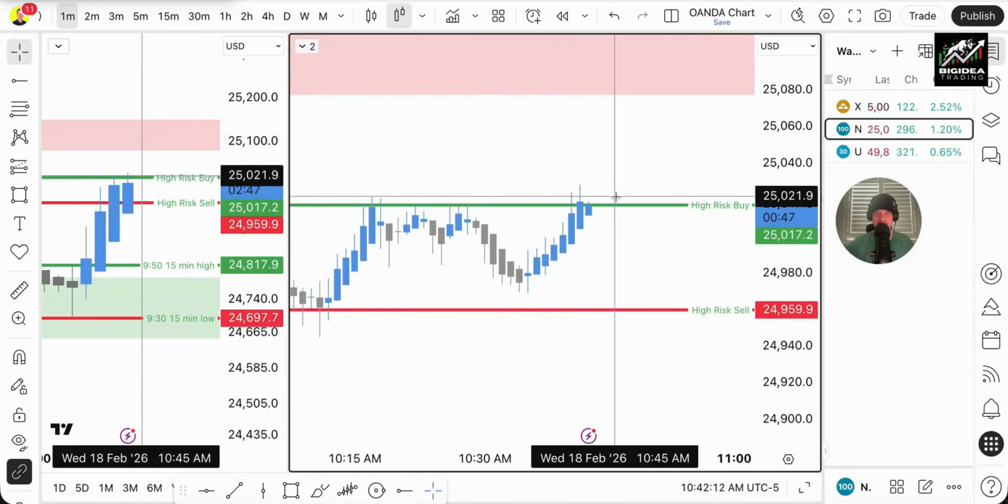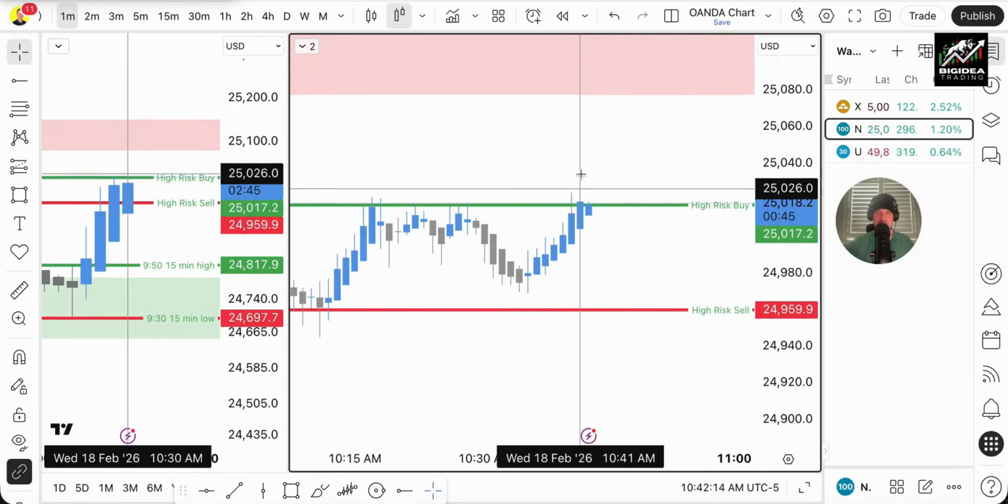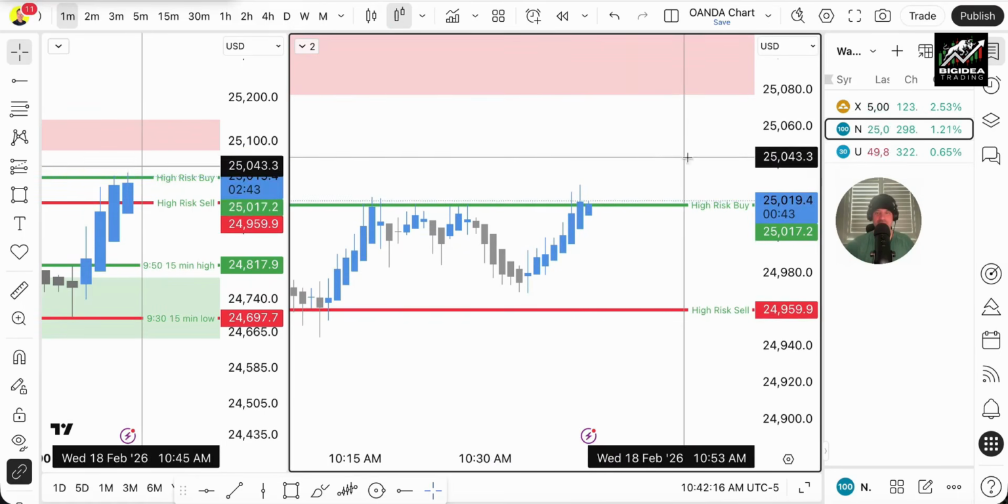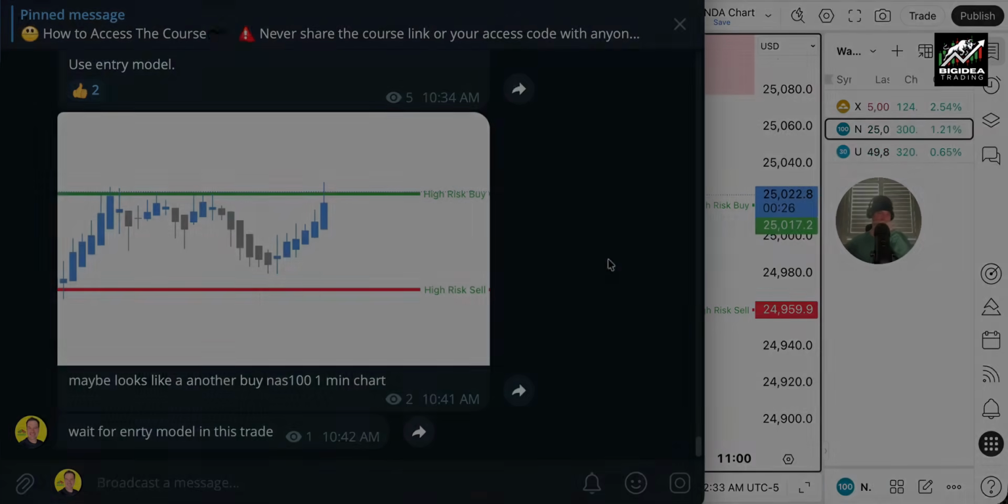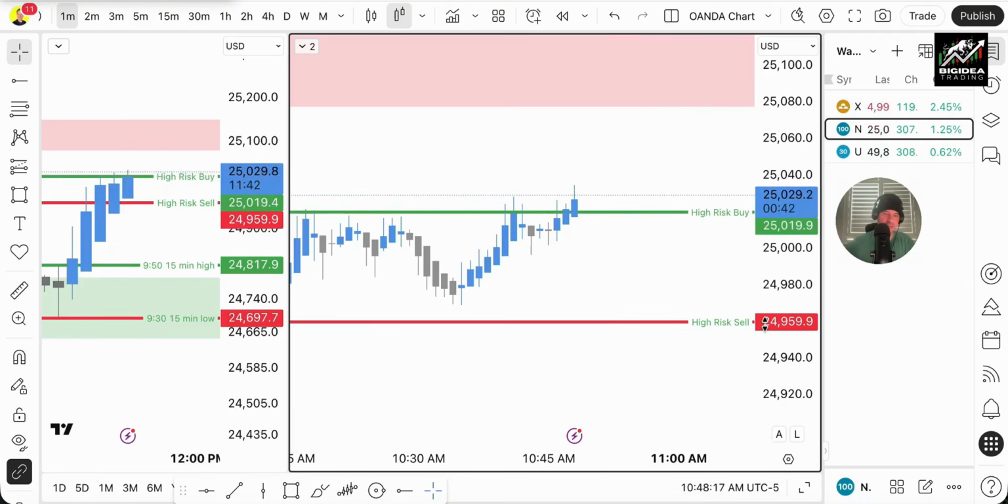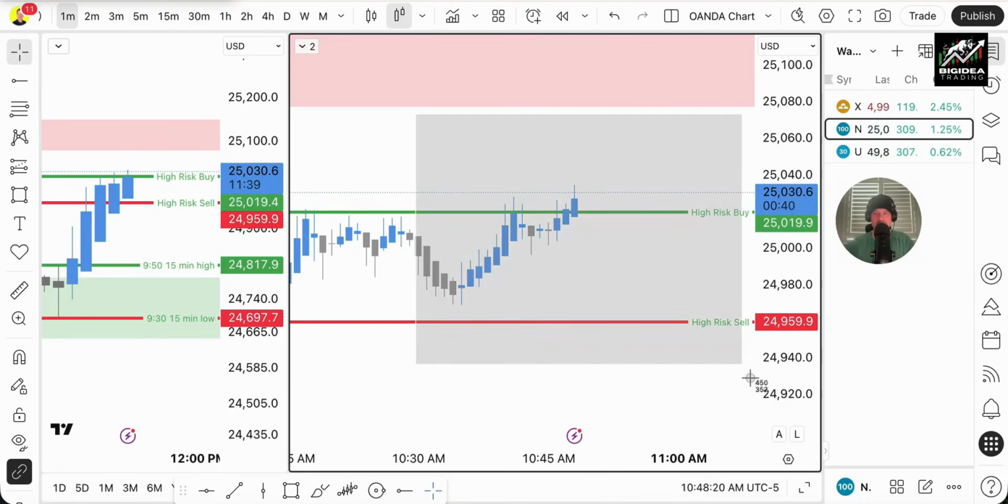Okay, so you can see here, this could just be a liquidity sweep, so it's not giving us our entry model. Wait for the entry trade, which they should know. If they go through the course, they know this stuff. So our next candle is probably the entry. So let's just look at this.